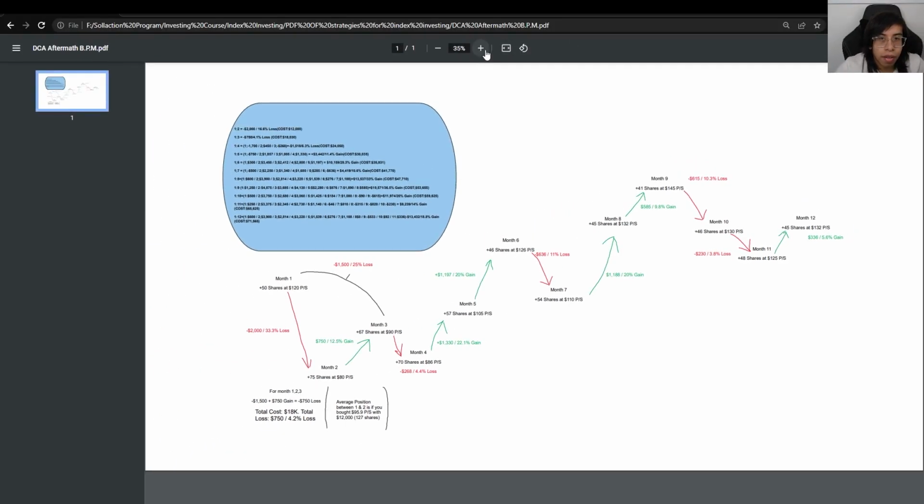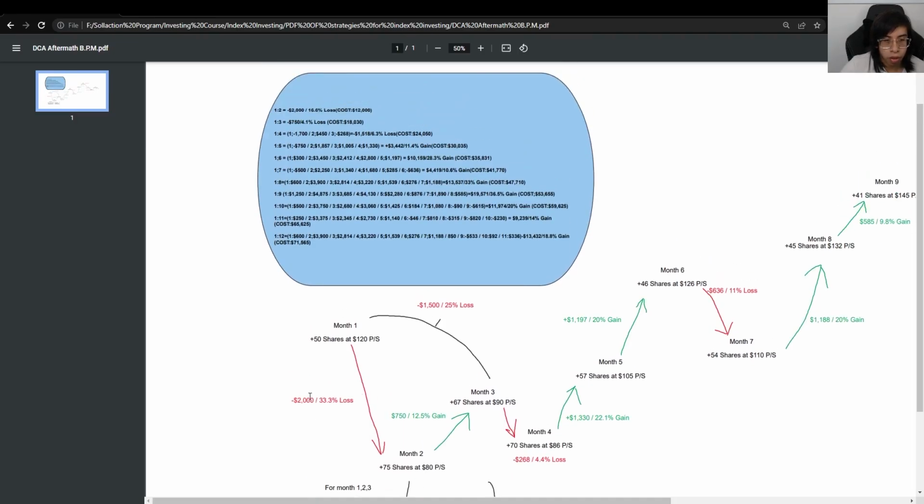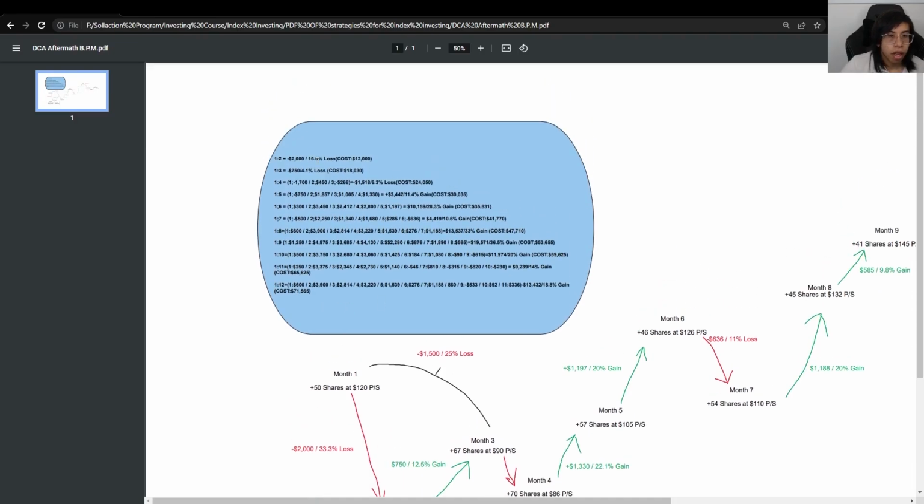If you look at this graph here, I'm going to zoom in. These numbers, just pay attention to only this one right here. 1 to 2 stands for month 1 and month 2, right? So on month 1, at this drawdown, we know that we lost $2,000. However, we actually lost 16% by dollar cost averaging.